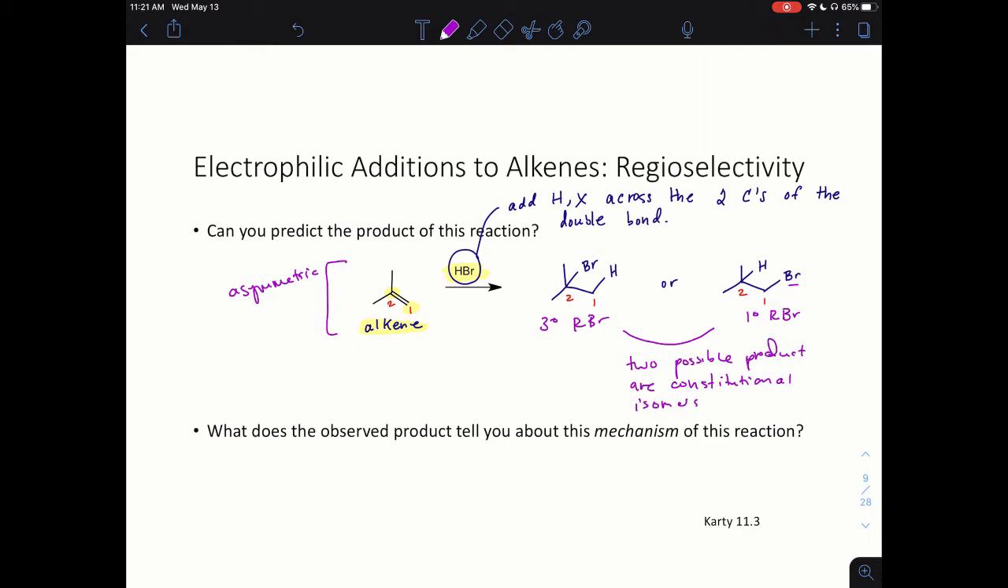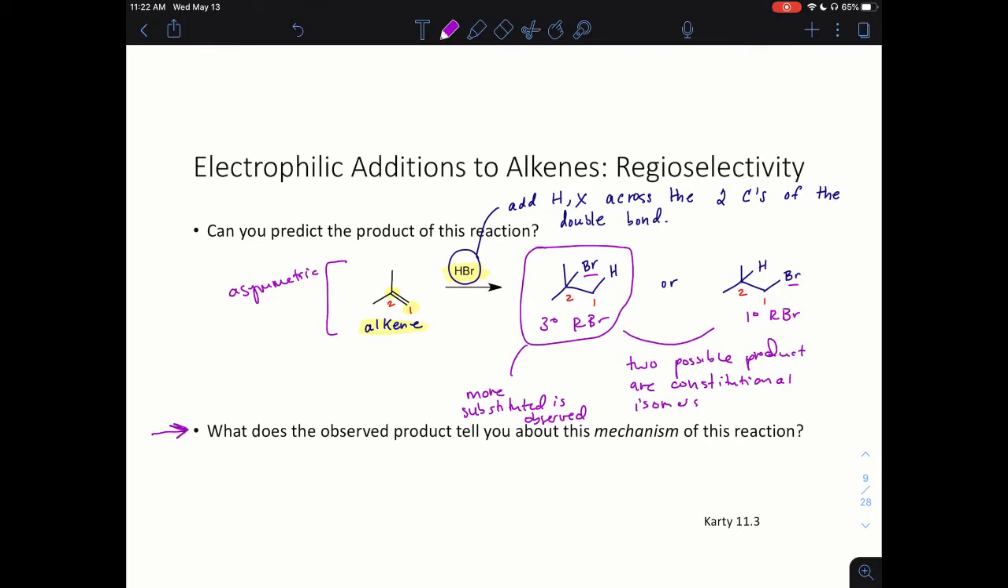We're going to have our discussion, and we're going to refer to these molecules in terms of the halogen. And it turns out that the tertiary alkyl halide, the more substituted product in regards to the halogen, is observed. This is the only observed product of this reaction. Both of those products were possible, but only one is observed.